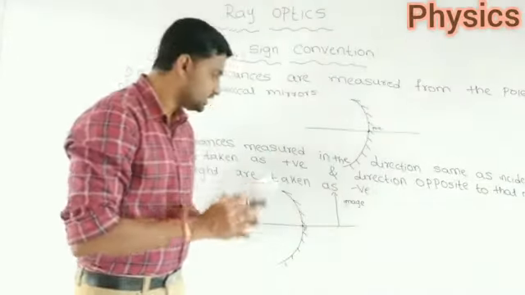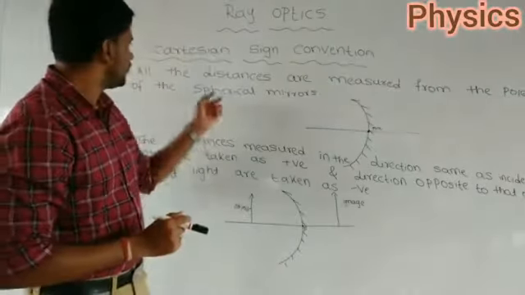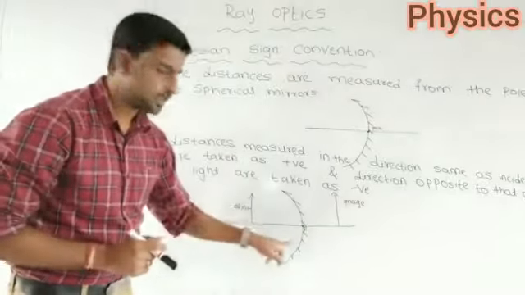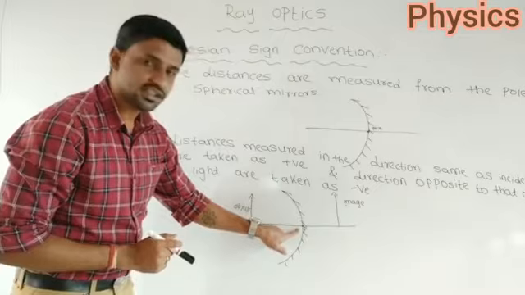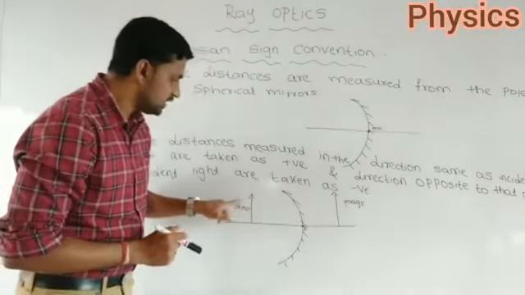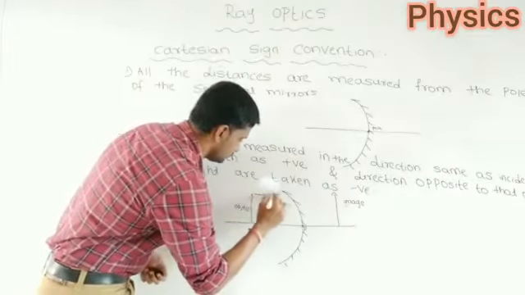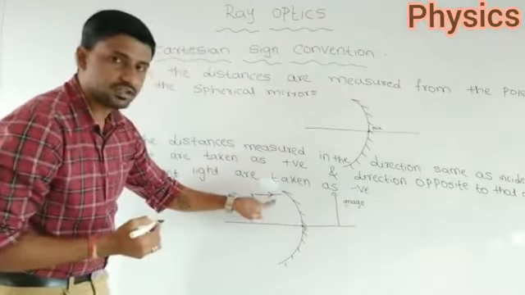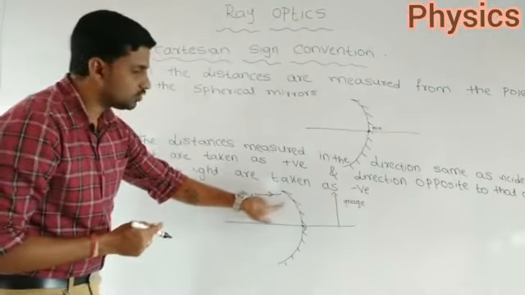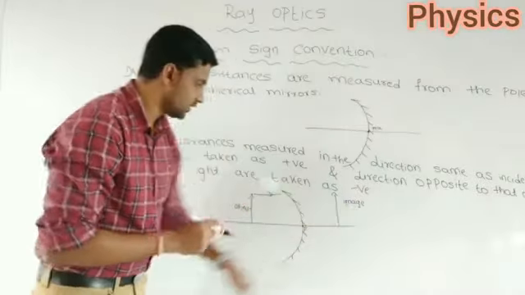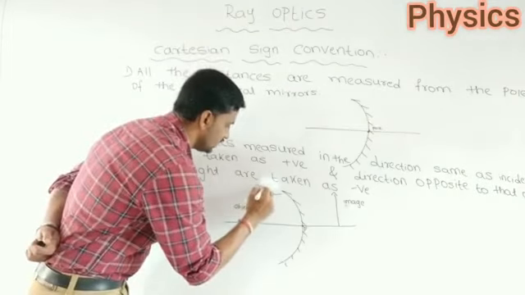Then I have some distance of the object and of the image. According to the first rule, all the distances should be taken from the pole of the spherical mirror. The light rays are coming from the object in this direction and hitting the concave mirror. After hitting the concave mirror, I get the image here. That means this is the incident light direction.